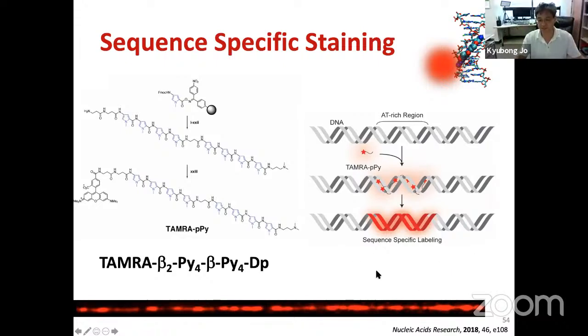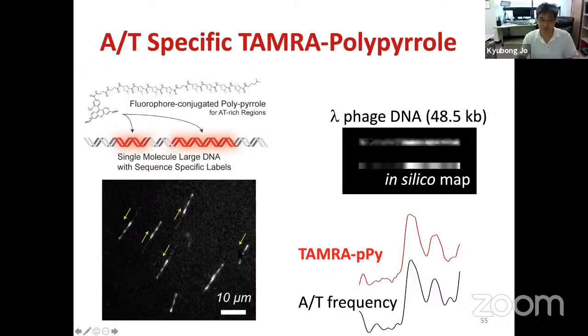Okay, first, we always use lambda as a control experiment. We use that and can simply identify which direction the molecules are in because they have very specific patterns. So this is a TAMRA polypyrrole. We use TAMRA, the fluorescence dye, in these studies. And this is their pattern from these images. And this is the AT frequency, and they match each other exactly.